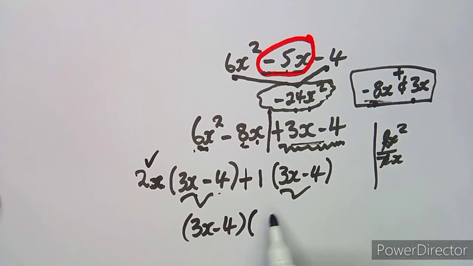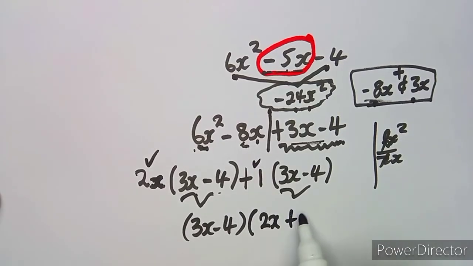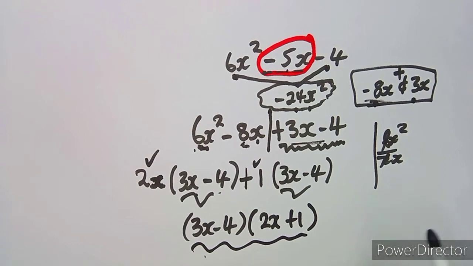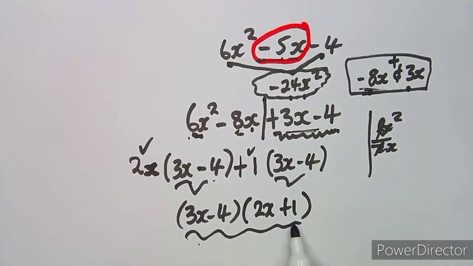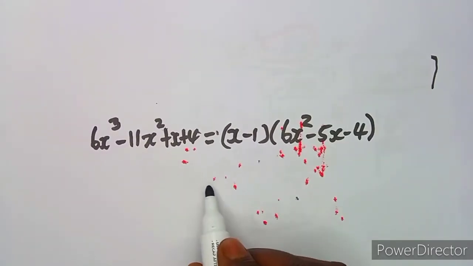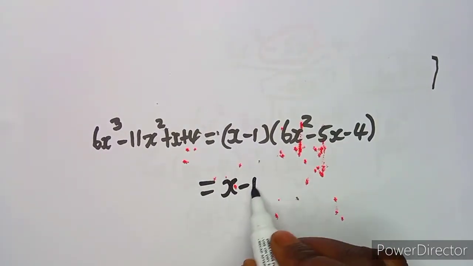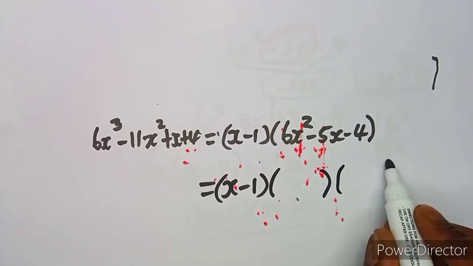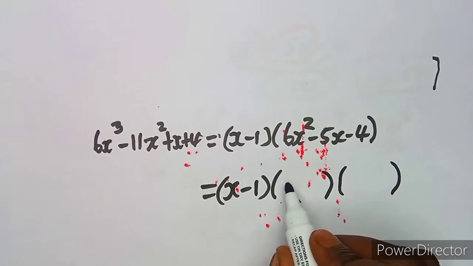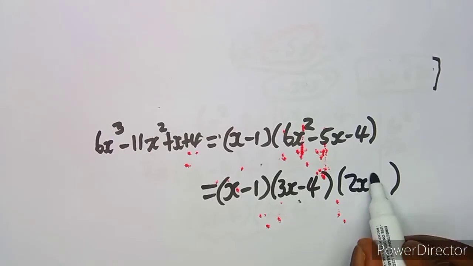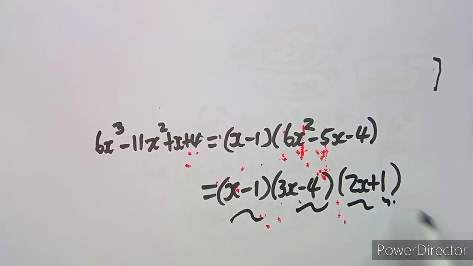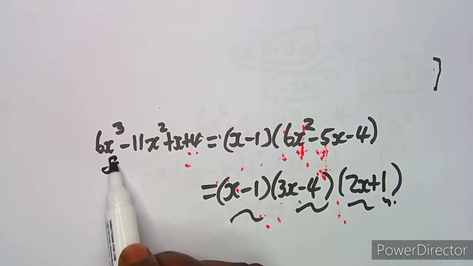So these two brackets are the same, therefore I factor out that common bracket. Then I'm going to remain with 2x plus 1 in another bracket. So that means from this 6x squared minus 5x minus 4, I'm going to obtain these two brackets, and that is what we are going to replace here. So our answer is going to be x minus 1 into the two brackets that we obtained here, 3x minus 4, and another one was 2x plus 1, like that. So that is going to be our final answer now. So we have managed to factorize this.